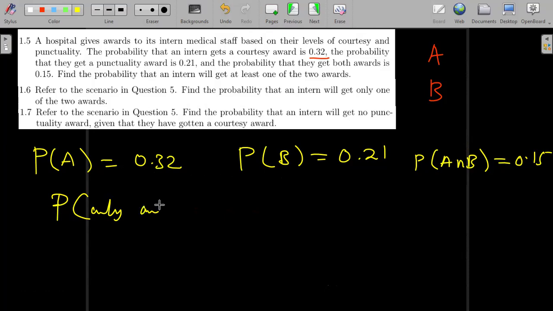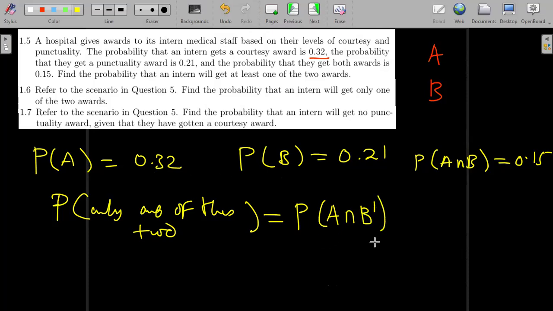So the probability that only one of the two is awarded will be equal to the probability that he gets the award for courtesy intersection that he doesn't get the award for punctuality, plus the probability that he doesn't get it for courtesy but gets it for punctuality. So this is the probability of only one of the two. But what is this? Because we don't have it in the values that have been given here. So I'll draw a Venn diagram to illustrate this.